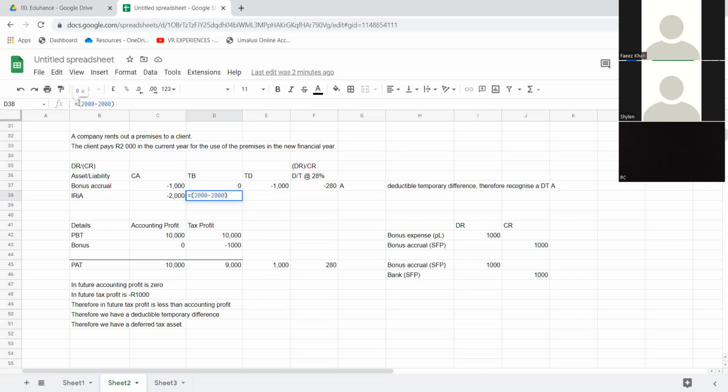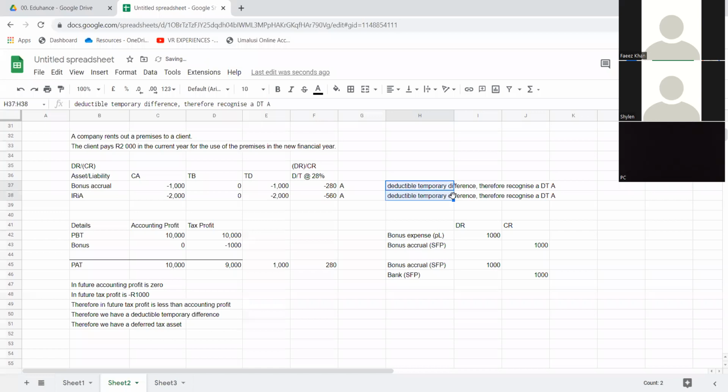So therefore, the tax base is 0. So therefore, the temporary difference is 2,000. As a result, the deferred tax is 560. Once again, it's a negative, so it is a debit. A debit is an asset. An asset would be a deductible temporary difference.